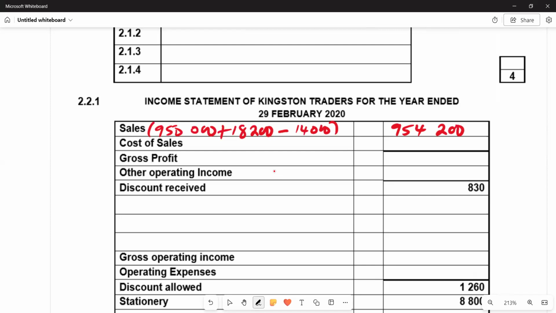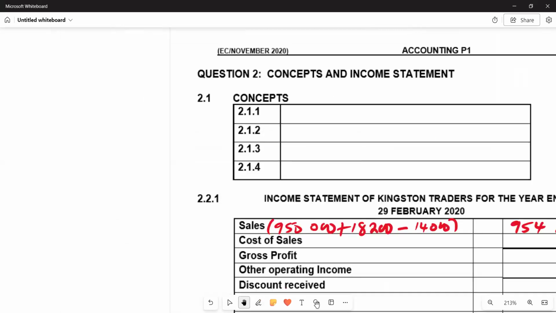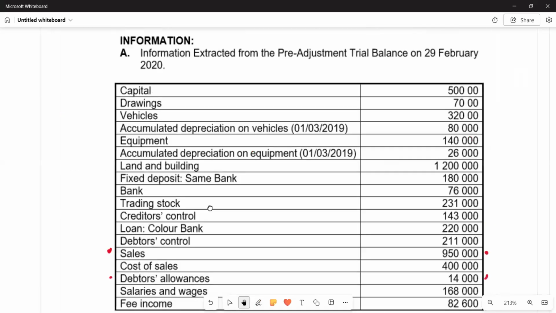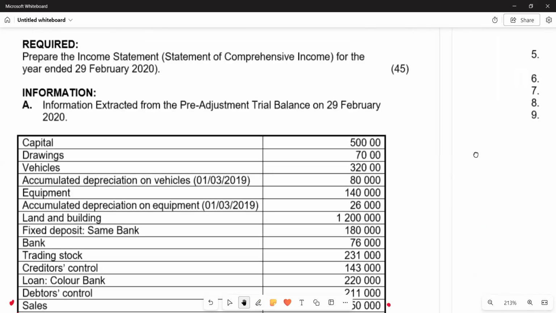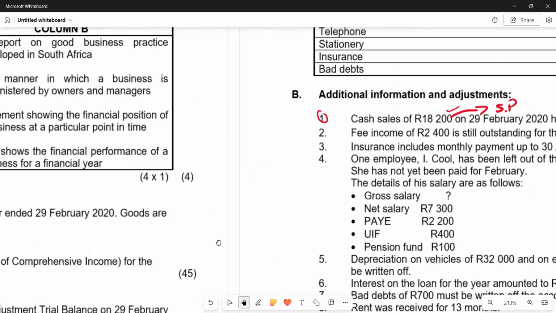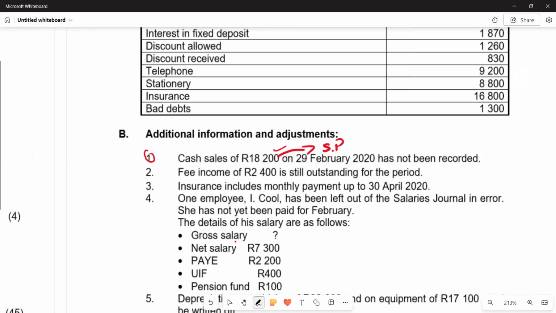Then for cost of sales again, we are going to check the figure for cost of sales in the list of balances. And we see that cost of sales, we are given it here, and it is 400,000. So we've got 400,000 as our cost of sales. Then we have an adjustment that is affecting cost of sales in the additional information that we need to revisit again. That is the first adjustment of our cash sales of 80,200.